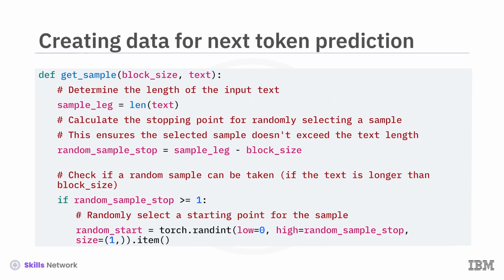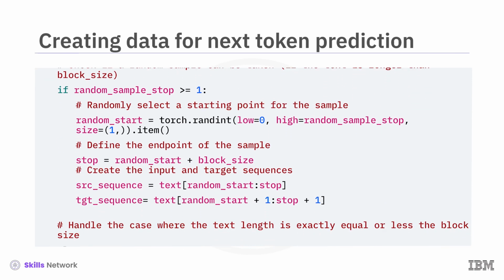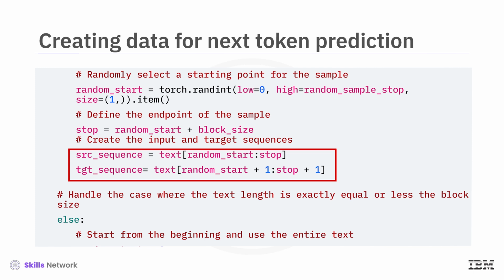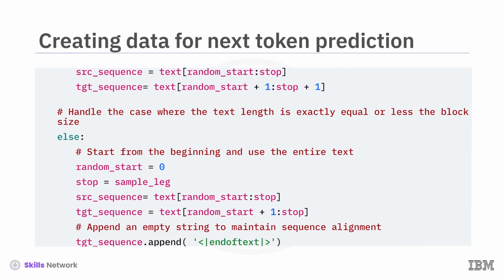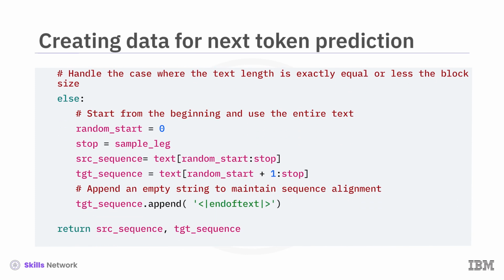Next, language models predict words by analyzing the previous text, where context length acts as a hyperparameter. Let's look at the process visualization steps. First, specify context size, which means block size in input text. Next, randomly select a point in sequence from the text of length block size and shift the source by one token to generate a target sequence. This function helps to check several parameters such as block size, text, random sample stop, random start, and source sequence.